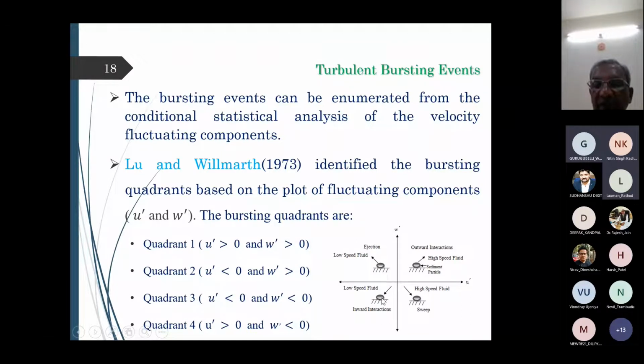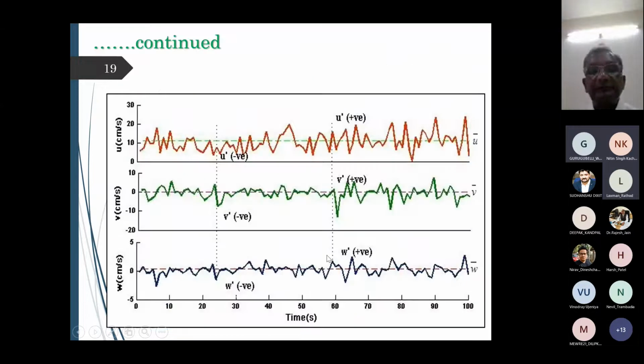So both are negative. In that case, this is called inward interaction. And similarly, if you have this U prime positive and W prime negative, then it's called a sweep event. It is sweeping the fluid particles. This is not basically the fluid particles present on the bed. Okay, so quadrant 1, outward interaction. Quadrant 2, it is ejection. Quadrant 3, it is inward interaction, and quadrant 4 is the sweep event, right?